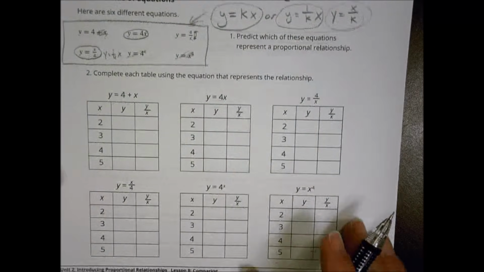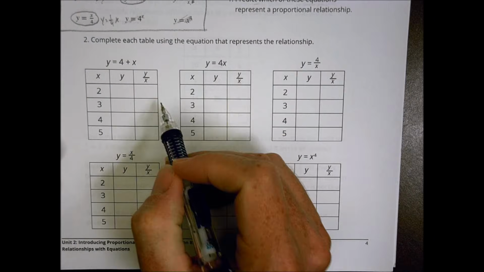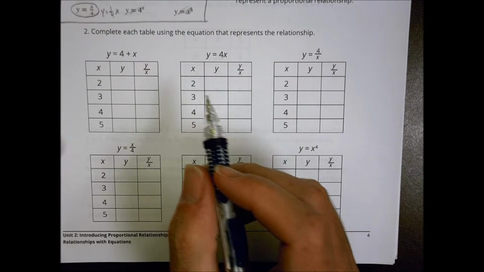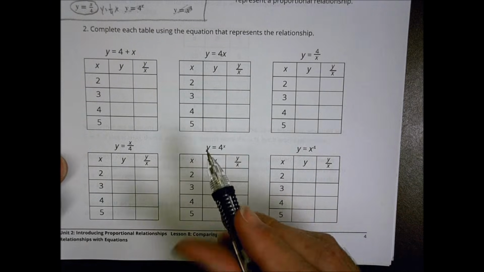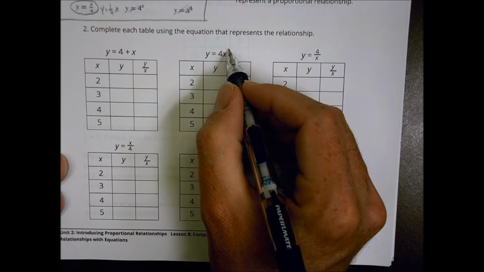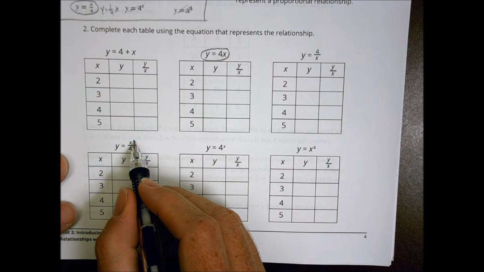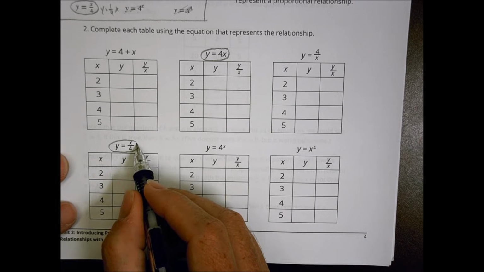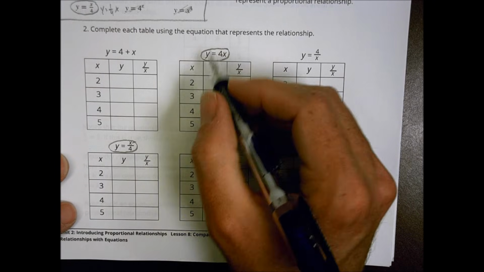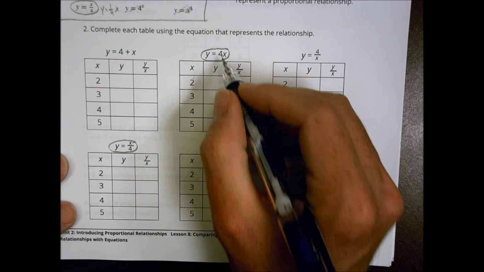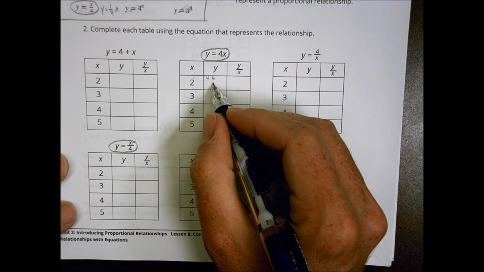Your next activity in class, now that you predicted, was to complete the tables to prove or validate whether something was going to be a proportional relationship or not. As you do this, you're going to discover that this one certainly is proportional, and this one is also proportional. If I fill in this table, for example, you just plug things in. So 2 plugged in there becomes 4 times 2, which is 8.